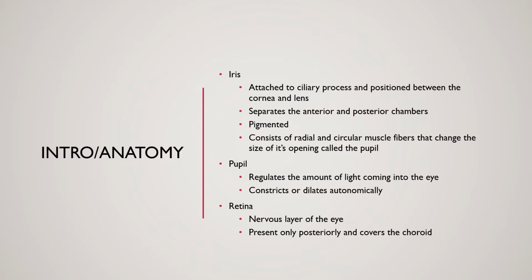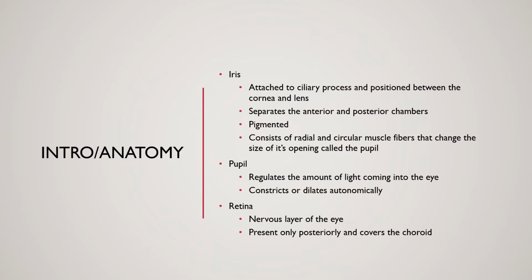The iris is attached to the ciliary process and positioned between the cornea and the lens. It separates the anterior and posterior chambers. This is the pigmented part of the eye that gives it its color. And it consists of radial and circular muscle fibers that change the size of its opening, which is called the pupil. So the pupil regulates the amount of light coming into the eye, and it constricts or dilates autonomically.